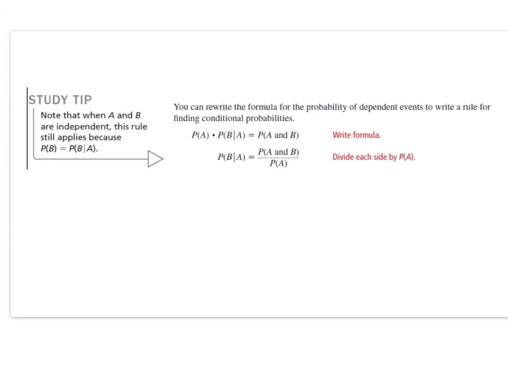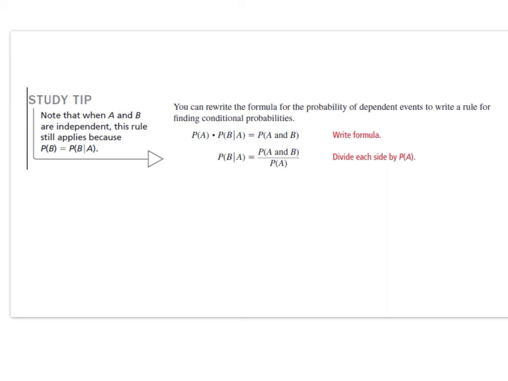All right, so hopefully you can figure out that there's a little formula that you can use to figure out the probability of dependent events. So you can write this rule. This is a little rule that you can write in your notes and refer to, highlight it, in order to set up your rule for finding conditional probabilities.